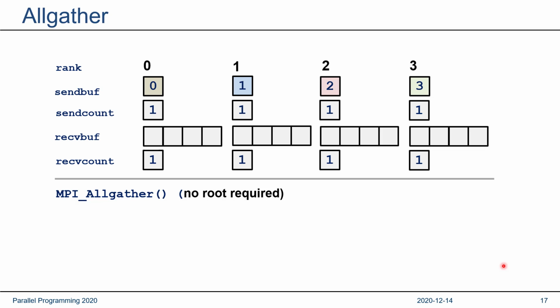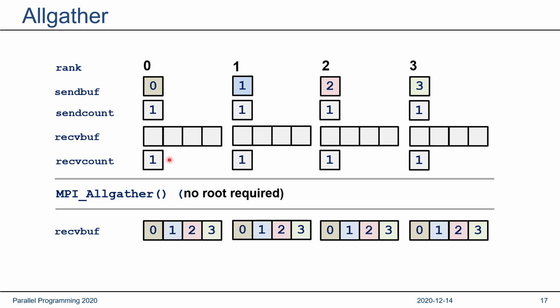So here's how all-gather works. We have, in this case, a buffer of size 1 on each rank, and the send count is 1. The receive buffer on every rank must be large enough to accommodate the accumulated size of all received data. In this case, it's 4 integers. And the receive count is 1, of course. After all-gather returns, this is the result: everybody has a copy of the gathered data from all ranks.